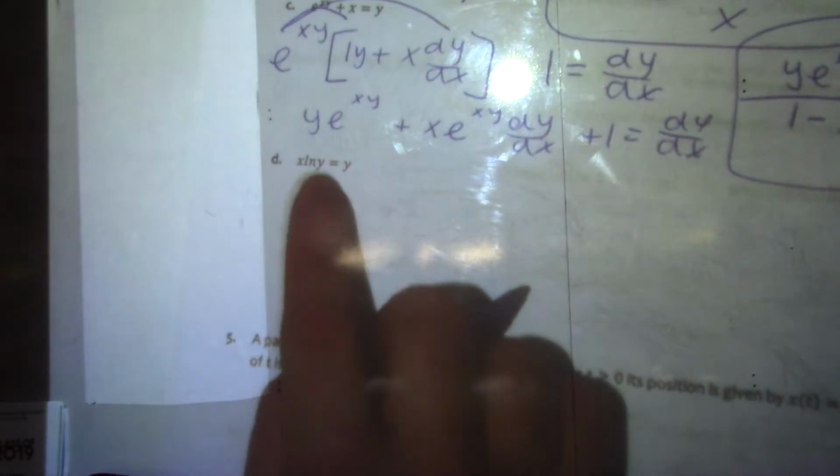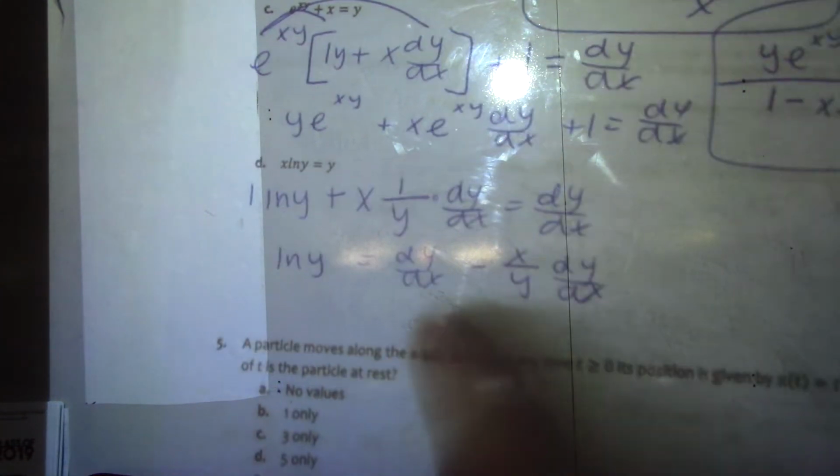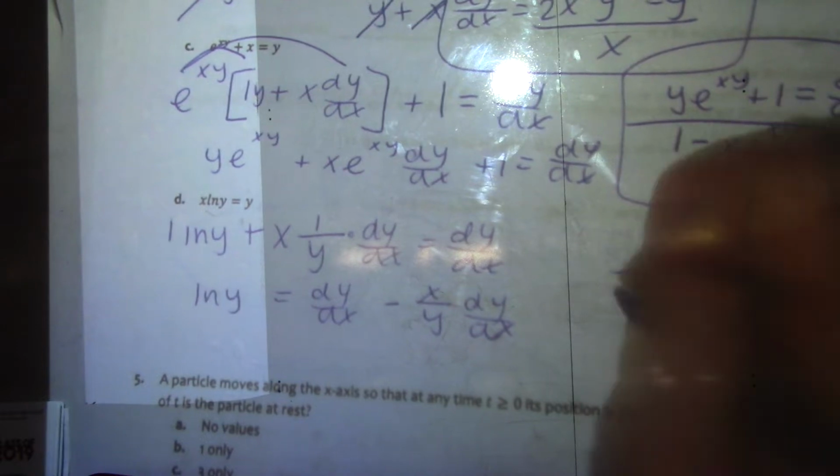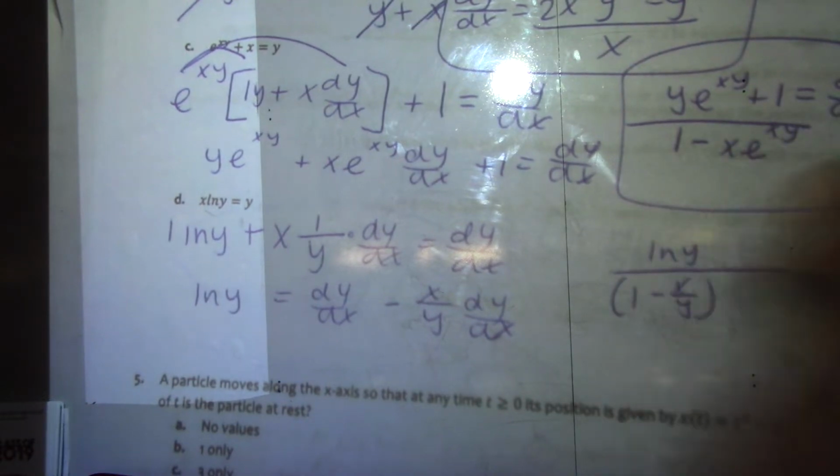Here we've got x times natural log, so that's product rule. 1 times natural log of y plus x times natural log of y would be 1 over y times derivative of y equals dy/dx. So I'm going to move this over, so I've got natural log y equals dy/dx minus x over y dy/dx. So then this becomes natural log of y over 1 minus x over y.